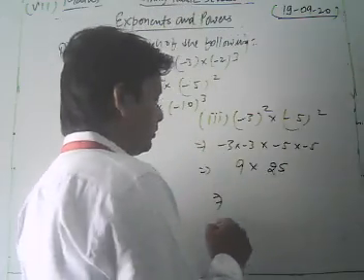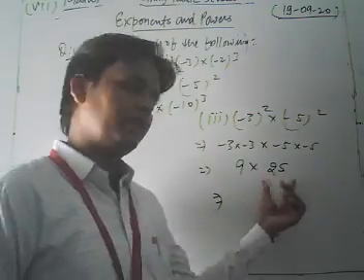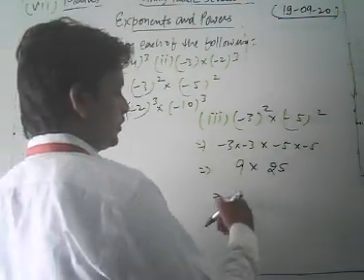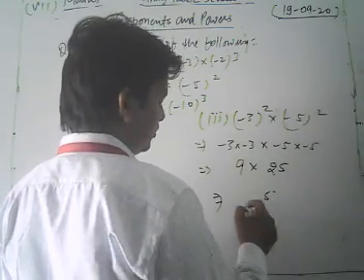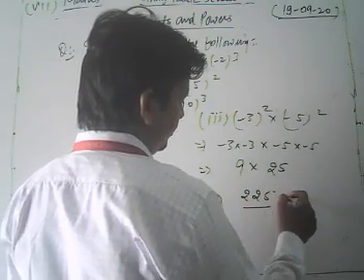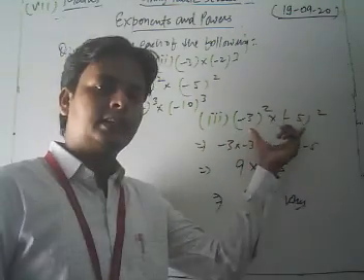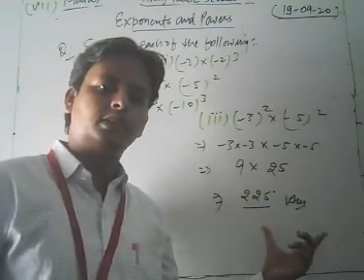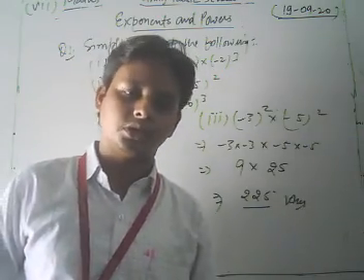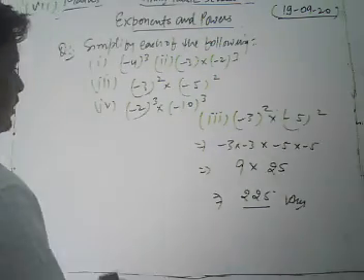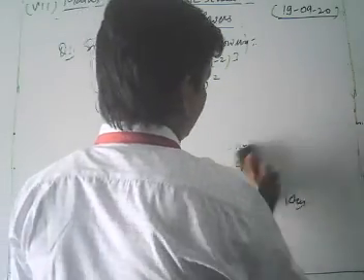Now we multiply 9 into 25, we get 225. This is our final answer. Okay. Thus, we simplify these questions in this way. This is the method to solve this type of question. Now, we take and solve the fourth part of this question.